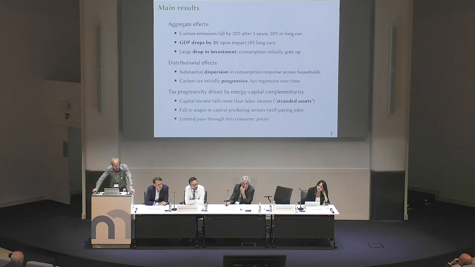And it's also going to generate this limited pass-through into consumer prices, and it's like what we know from public finance 101: this carbon tax or energy tax is basically a tax on the capital stock in the short run. The capital stock is supplied inelastically, and so if you tax an input factor that's supplied inelastically, the tax incidence falls on that input factor instead of being passed through to the consumer. And so the expenditure channel is kind of muted.